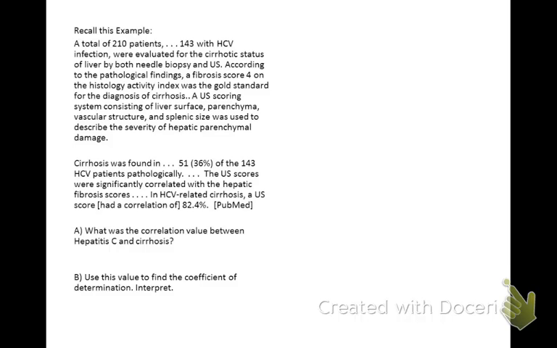The U.S. scores were significantly correlated with the hepatic fibrosis scores. In HCV-related cirrhosis, a U.S. score had a correlation of 82.4%. Let's review what the correlation between hepatitis C and cirrhosis was. We came in and said it was the 82.4%, so we know correlation is 0.824. Let's use this to find our coefficient of determination.